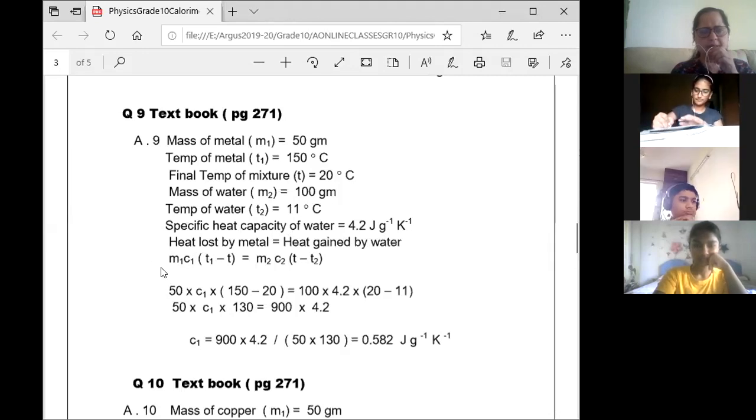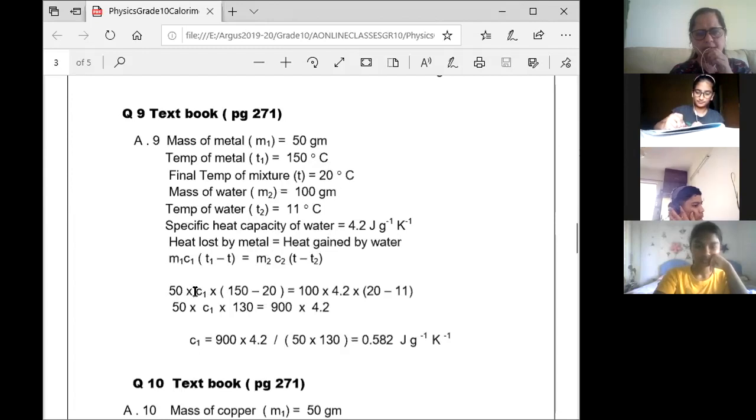So heat lost by metal is M1C1 delta T. Now how do I write delta T? The metal was at a higher temperature T1, 150, and now it has come down to a temperature T. So T1 minus T. And heat gained by water is MC delta T, so mass of water and delta T. Now water was at a lower temperature. The water was at 11 degrees Celsius. It will come to the temperature T, that is 20 degrees Celsius. So T minus T2. So 50 into C1.